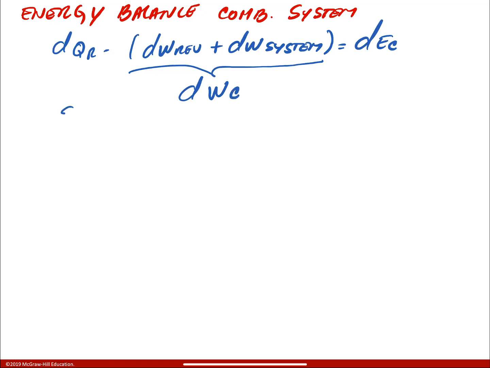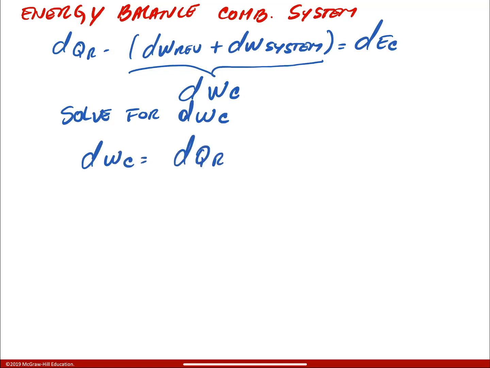If I solve for differential of the work of the combined system, I'm going to get that it equals dQR minus the differential of the energy of the combined system. And I'm going to call this one equation number 1. So far we're doing great.